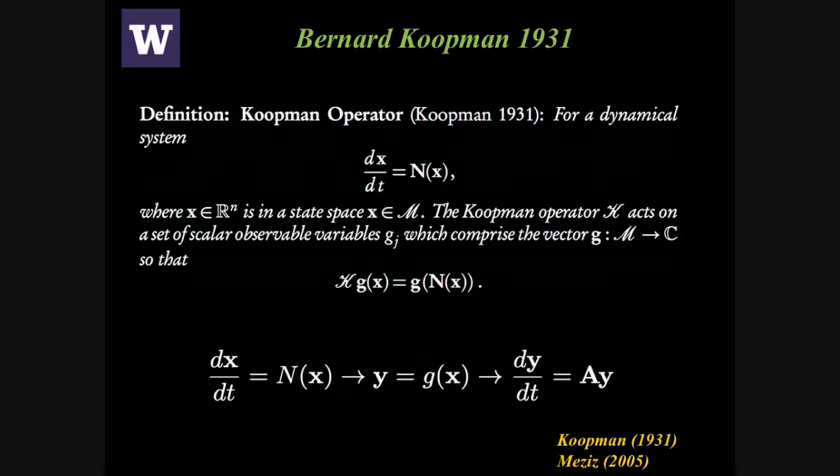But how do you get that g? Now, Bernard, back then, did not have a computer, so he was a little bit stuck. And so this stayed in this problem space for a long time, from 1931. It gets picked back up around 2005 by Igor Mezic down at Santa Barbara. And then we start developing techniques, and this is something that Steve and I have been working on, is to think about how do I get that g? That's the thing that matters to me.